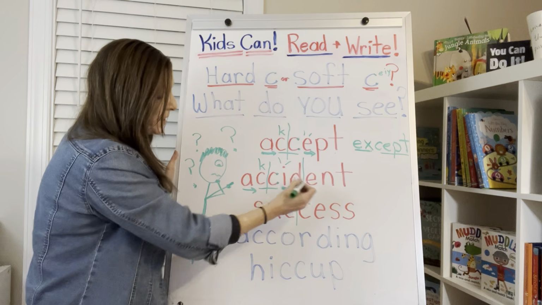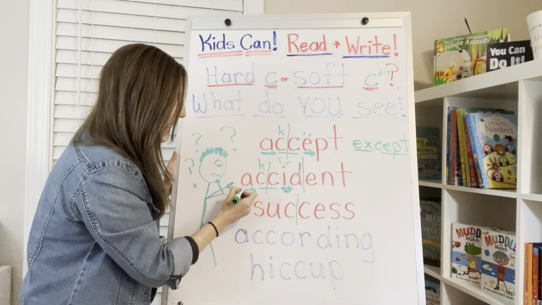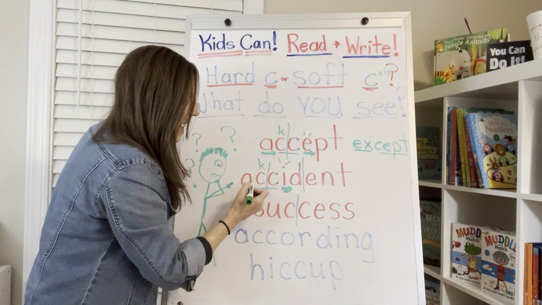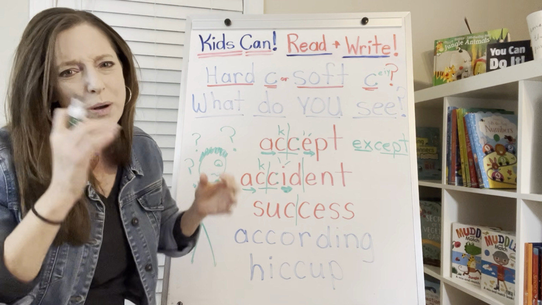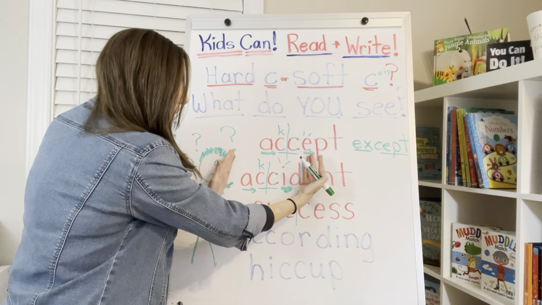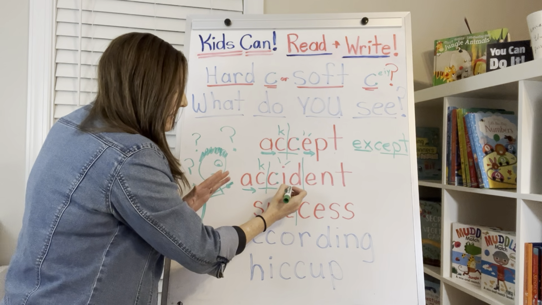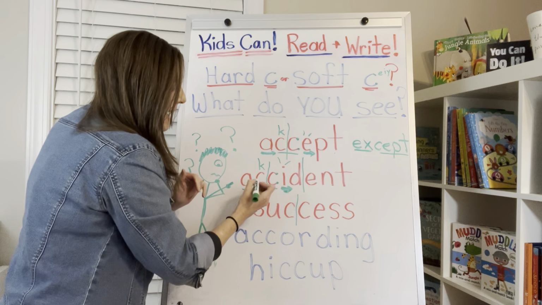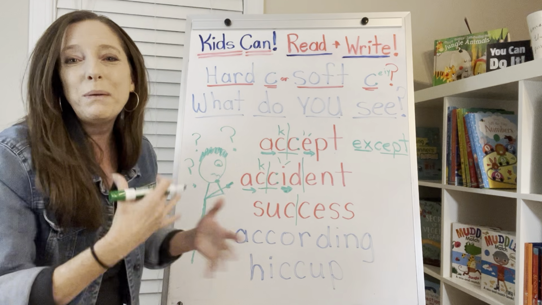When we put it together, we have to keep part 1, part 2, and part 3. So we say ack, sid, ent. And if your child is having trouble hearing the parts being put together, you could try just putting 1 and 2 together. Ack, sid, and then adding 3. Ack, sid, ent. And you just try to keep going faster.